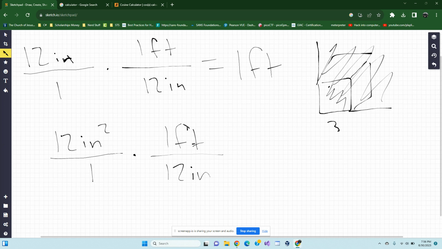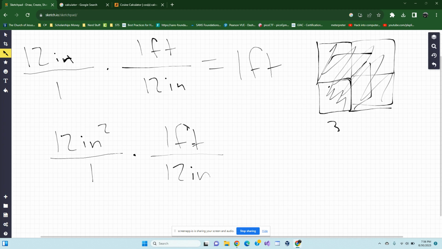But that's wrong. You see, the length is doubled, but for the area, you now have 4 of the original areas that can fit inside your new area. So this is called, I think, the square cube law. Just because you double the length doesn't mean your area is doubled or your volume is doubled.